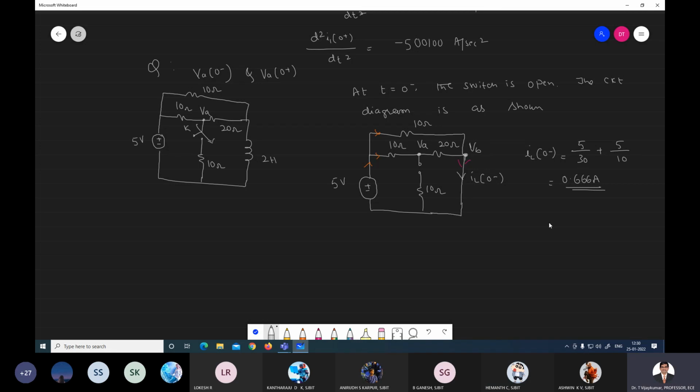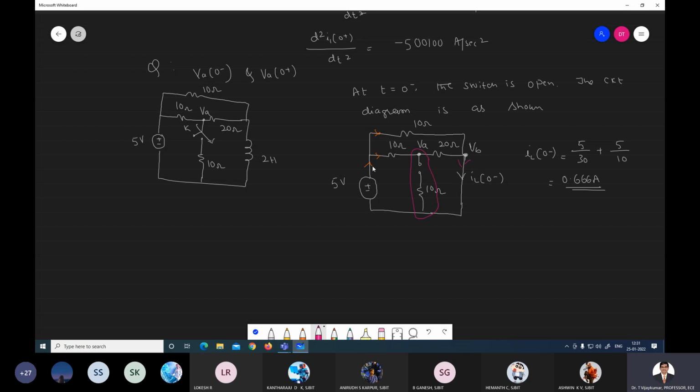He asked to find VA at 0 minus. What is VA at 0 minus? It is the voltage across this point and ground. That means you can take the voltage across the 20 ohm. What is the voltage across the 20 ohm here?